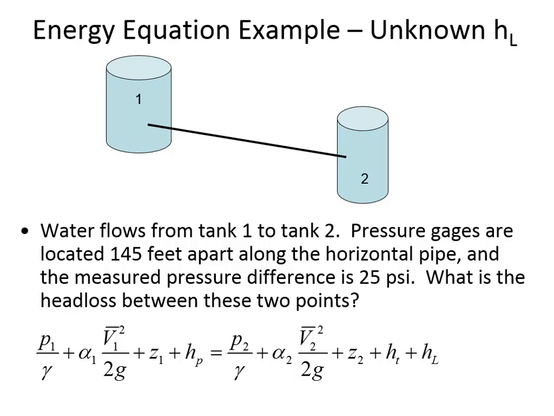Now here's the same figure, but we've changed things around a little bit. Now we know that along the pipe there are a pair of pressure gauges. They're 145 feet apart. The pipe is horizontal, and the measured pressure difference is 25 psi. So what's the head loss between those 2 points? All right, why don't you work on that with a partner? See if you can calculate the head loss by knowing the change in pressure. So you pick 2 points in the pipeline and apply the energy equation between them. You've done this in the lab before.